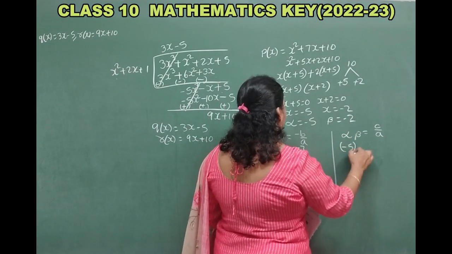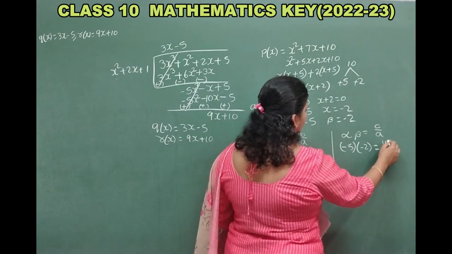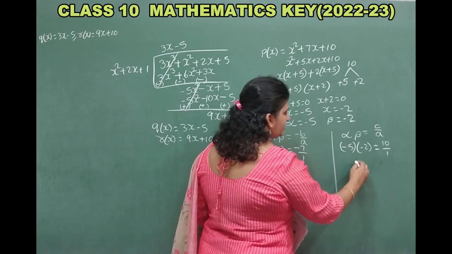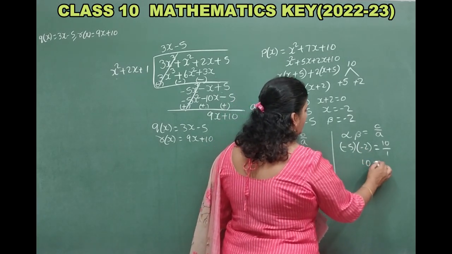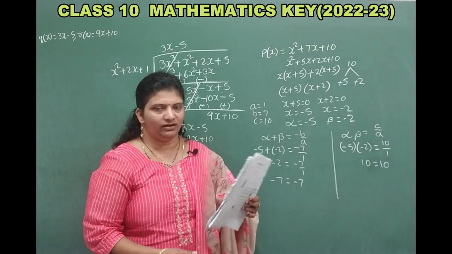Product of the zeros: minus 5 into minus 2 is equal to c by a, c value is 10, a value 1. Minus 5 into minus 2: minus into minus is plus, 5 2s are 10. Yes, it is verified. Both are equal. Right?